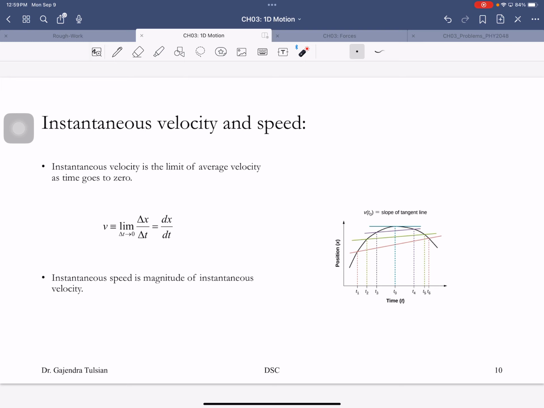The instantaneous velocity at that instant: you go to the graph, draw a tangent line to your graph, and the instantaneous velocity is the slope of that line. So the slope of the tangent line is equal to dx by dt. Instantaneous speed is the magnitude of the instantaneous velocity. That's the only time speed and velocity are related.